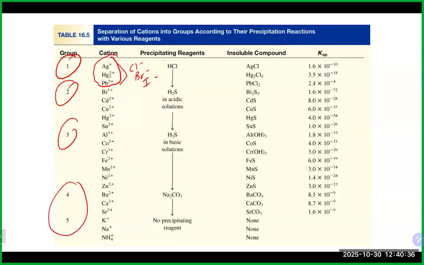So in these experiments, you have a precipitating reagent, and that is why we use, for example, hydrochloric acid as a source of chloride to precipitate out those guys. Now, these precipitating reagents for group 2 and group 3 are actually the same. It's hydrogen sulfide gas, which is also why you should be happy you don't play with it.